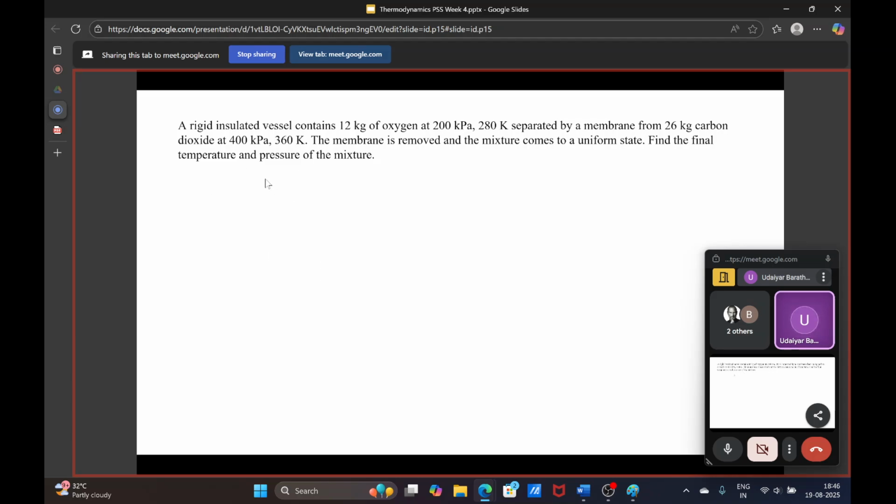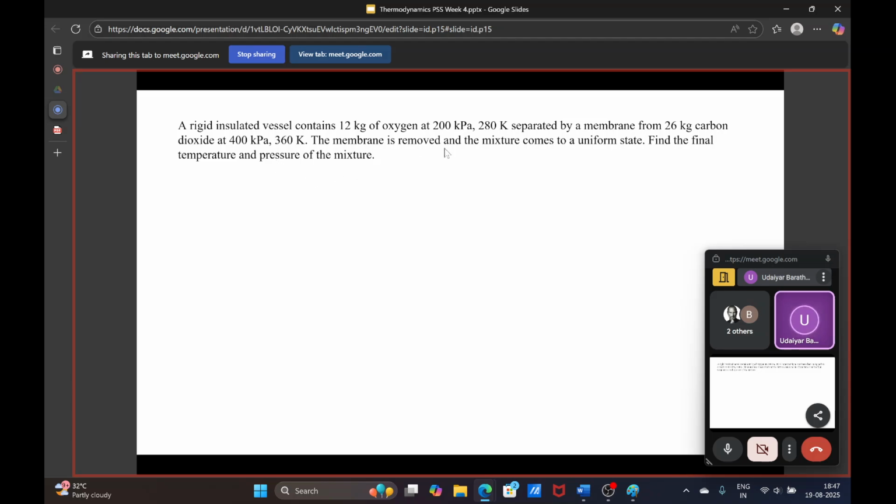So what you have is an insulated vessel with a partition, with one part containing 12 kg of oxygen at 200 kilopascal and 280 Kelvin, and the second part containing carbon dioxide at 400 kilopascal and 360 Kelvin. So both are at different pressures and temperatures. Now this partition, this membrane, is removed, so the gases will mix and form a mixture, and they say the mixture comes to a uniform state. So what will be the final temperature and pressure of the mixture?